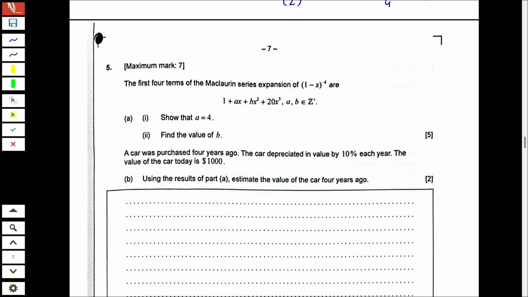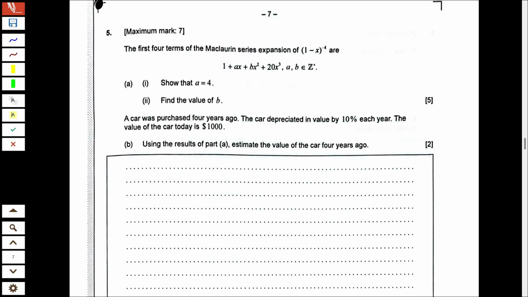Question 5. The first four terms of the Maclaurin series expansion of 1 minus x to the power of minus 4 are 1 plus ax plus bx square plus 20x cube. a and b are positive integers. Show that a equals 4 and find the value of b.